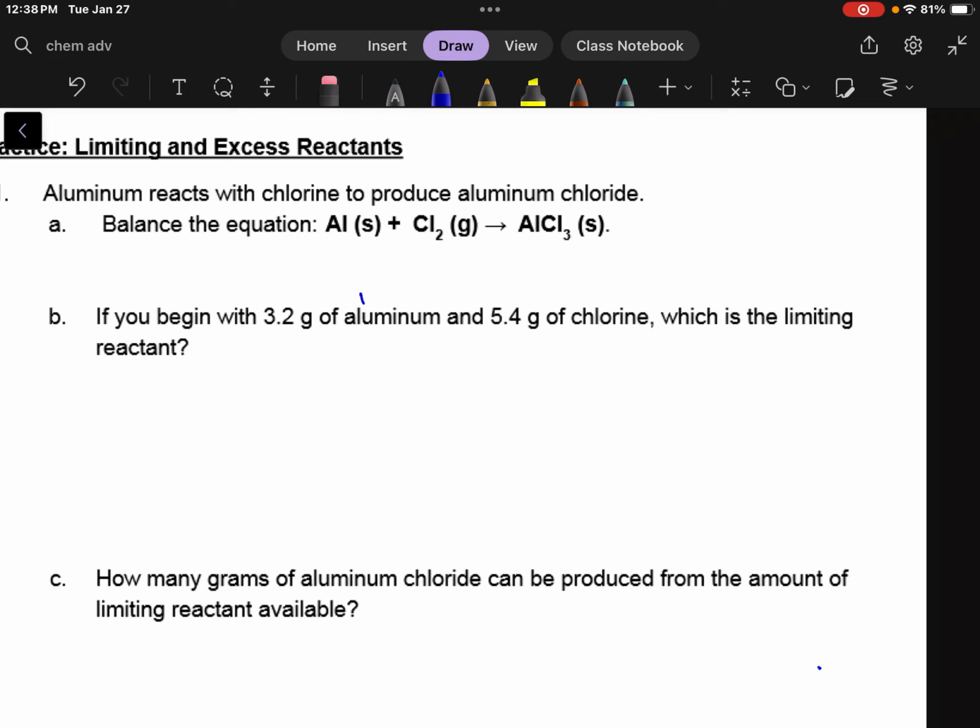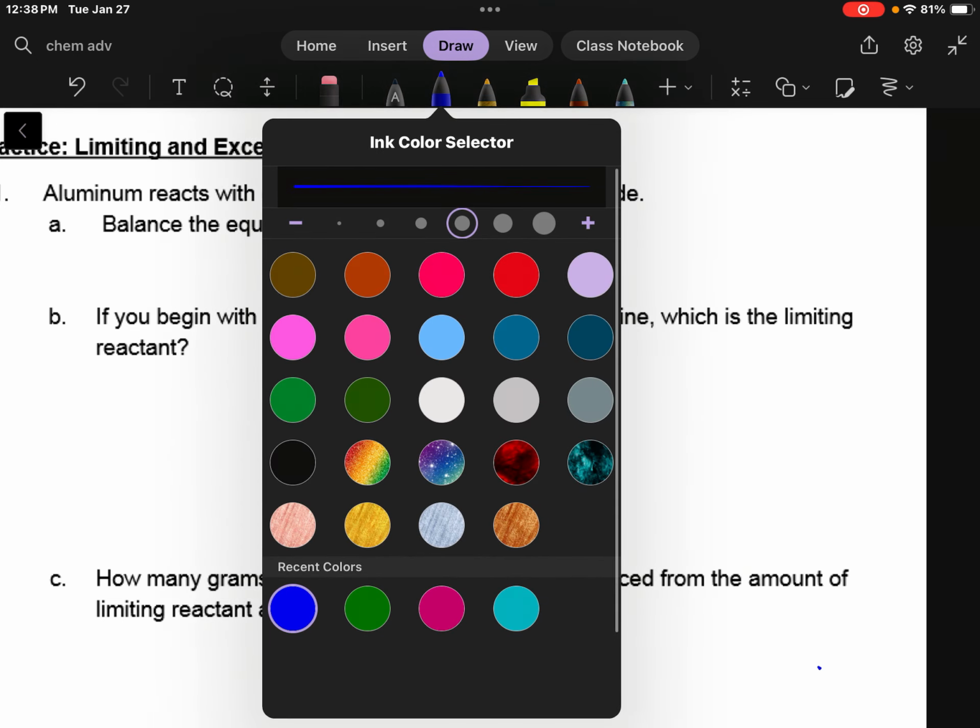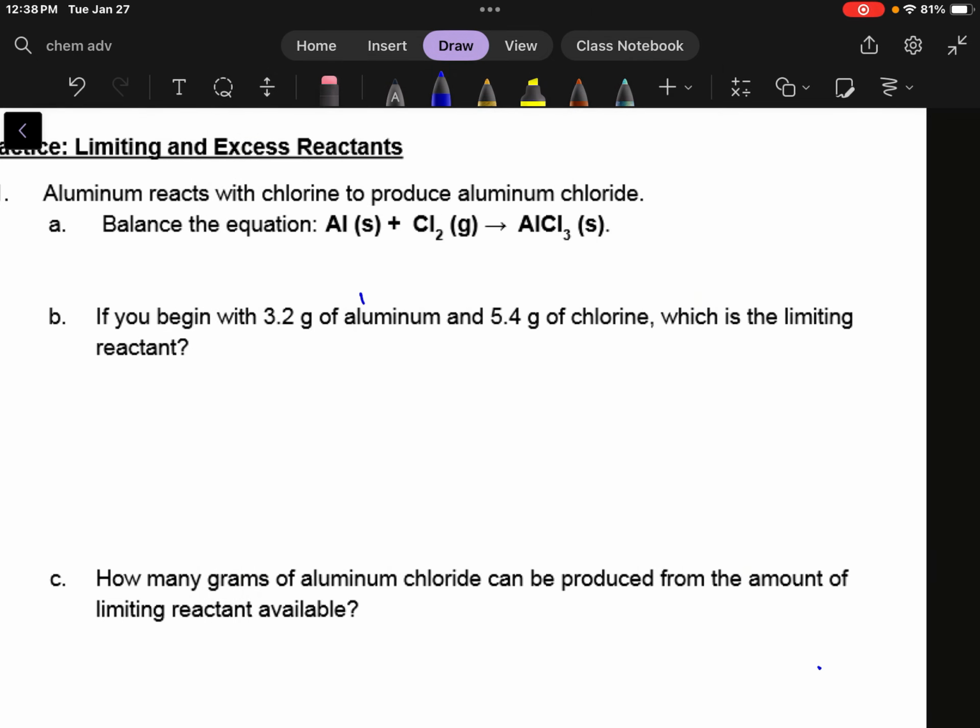Okay, let's do that. First, balance the equation as always. See, there is 3, 2. Okay, we balanced the equation. Now you have two reactants. This is reactant 1 and this is reactant 2, and the first question is asking to identify the limiting reactant. So we are going to start a T chart.